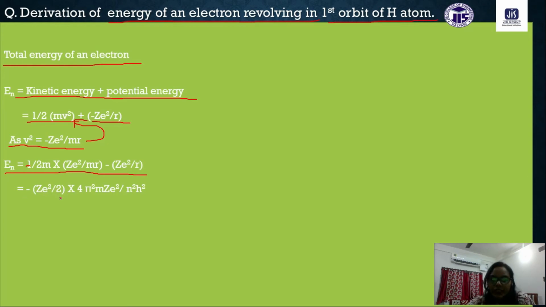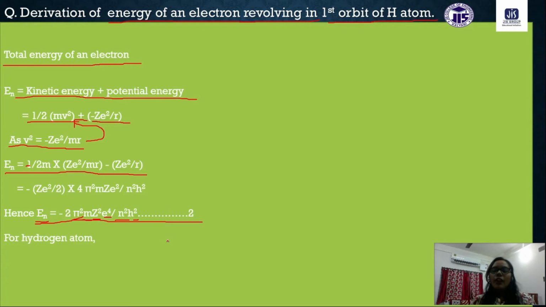Minus z square by 2 into 4 pi square mz square by n square h square, and our final equation will be this one: En equals minus 2 pi square m z square e to the power 4 divided by n square h square. Here you all know that En means the energy of the electron, pi is a constant, m is the mass of the electron, z is the atomic number, e is the charge of the electron, n is the quantum number, and h is the Planck constant.